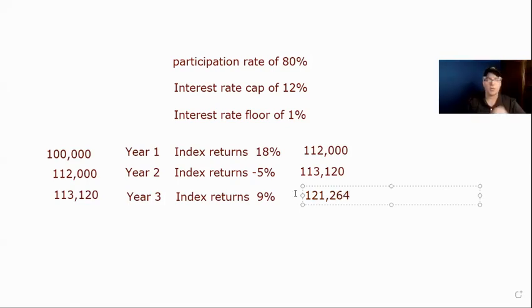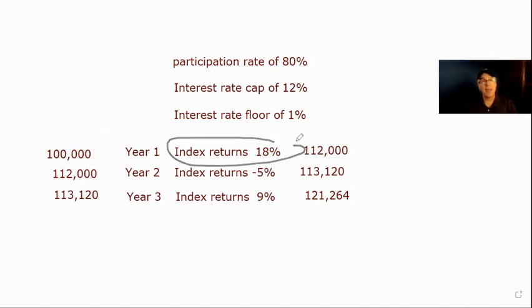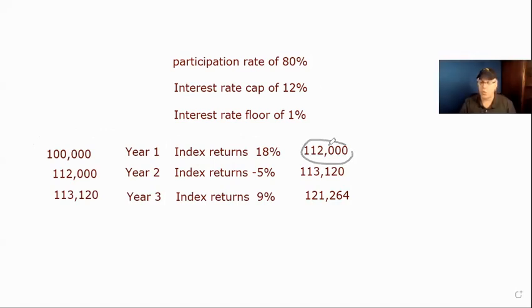121,264, whatever it is. So that's our ending value. So we see how this happens. I start with 100 grand. The index goes up 18%, but I don't get to make that because I have a cap of 12%. So I only make 12%. So now I'm at 112,000. Then I take that over here. My new year starts at the higher number, whoopee.